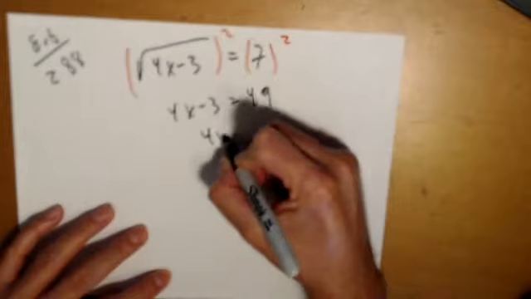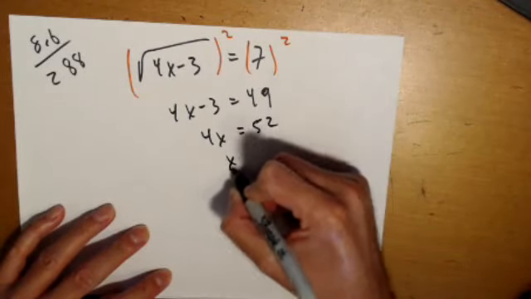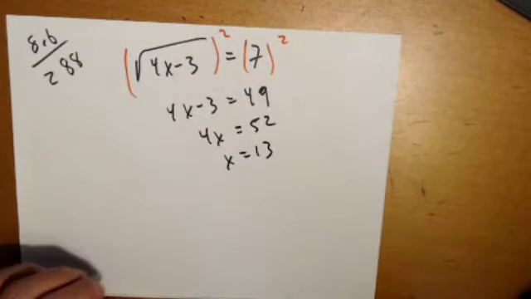Add 3 to both sides. 4x equals 52. Divide both sides by 4. Boom. x equals 13. Okay.